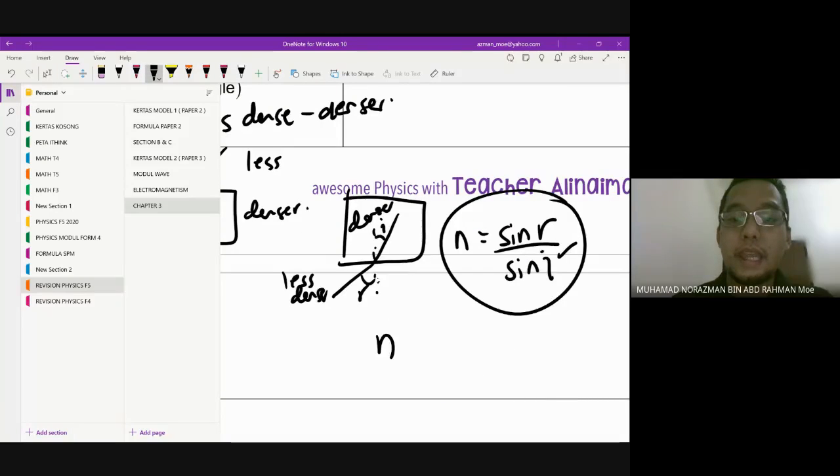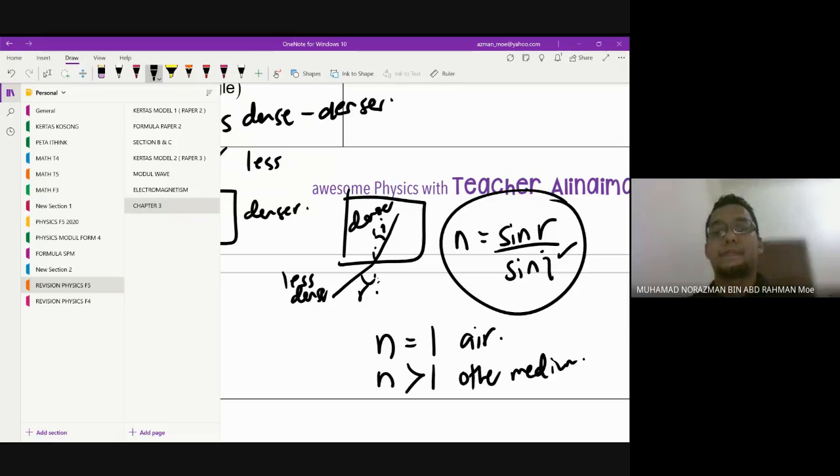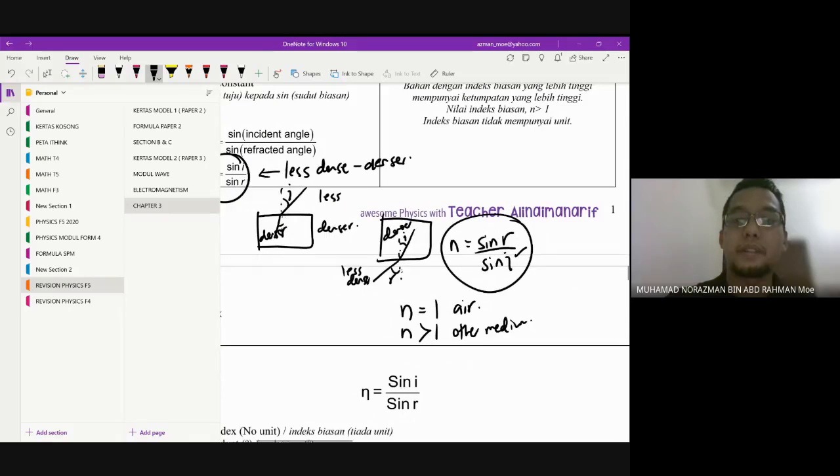Why? n must be higher than 1. Kalau n is equal to 1, refractive index is equal to 1, air and vacuum. n must be more than 1 for other medium. Okay, tu kena ingat tu benda-benda yang basic.